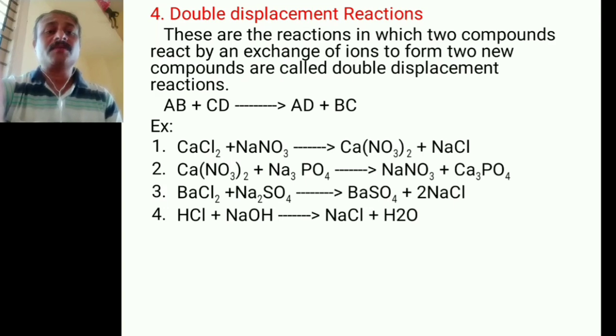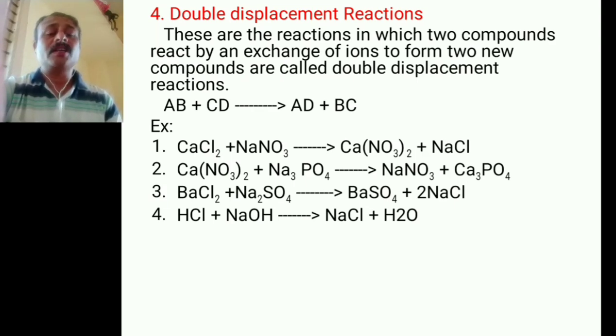The same in the case of Ca(NO3)2, calcium nitrate, plus sodium phosphate, Na3PO4, forming sodium nitrate plus calcium phosphate, Ca3(PO4)2. Same in the case of the third one, barium chloride, BaCl2 plus Na2SO4, forming BaSO4 plus 2 NaCl, barium sulfate plus sodium chloride, the common salt.